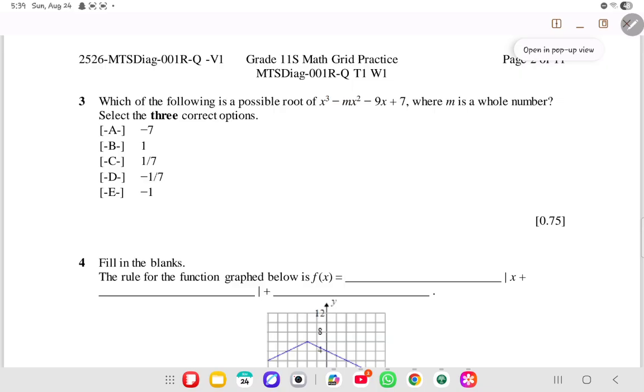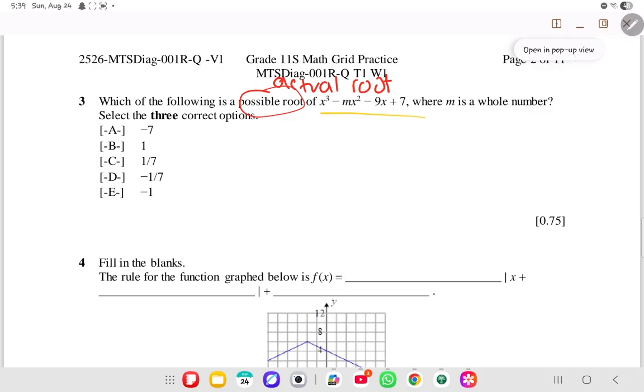So in question number 3, it says, which of the following is a possible root of this, where m is a whole number? Now, again, I explained in the previous video, there's a difference between possible root and actual root. A possible root is what's possible, whereas an actual root is what actually works in the equation. How to tell the difference between them? A possible root, how do we find it first?